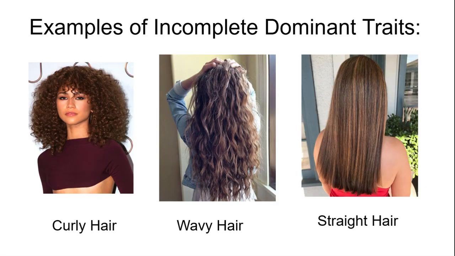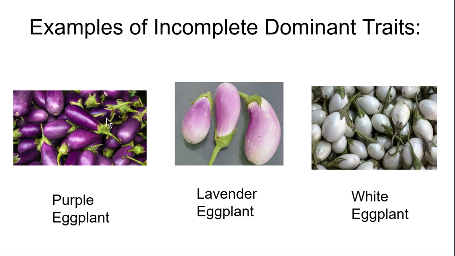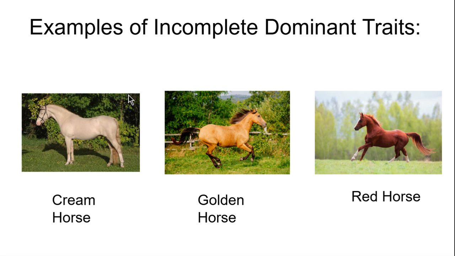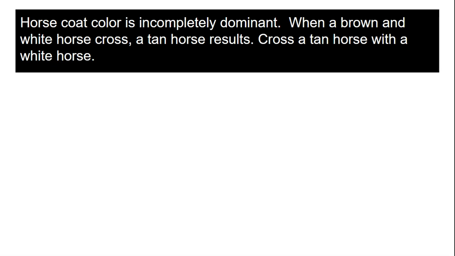So what are some examples? Curly hair and straight hair. Somebody, if they have a kid together, might have somebody with wavy hair. So wavy hair is like the blend of the two traits. Eggplant. We see this a lot in coloring in fruits and vegetables and flowers. So we've got a purple and a white, and then the blend is a light purple. Here with horses, like a cream horse and a red horse might make something that's kind of in between the two, a golden horse.